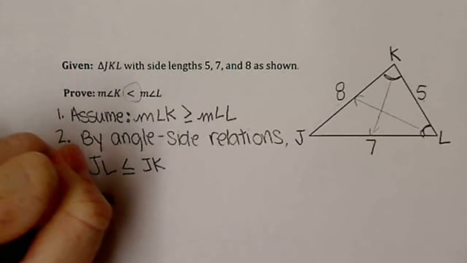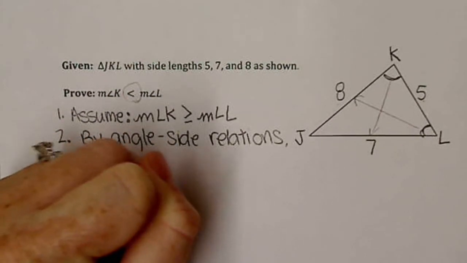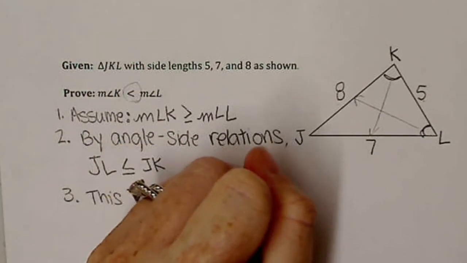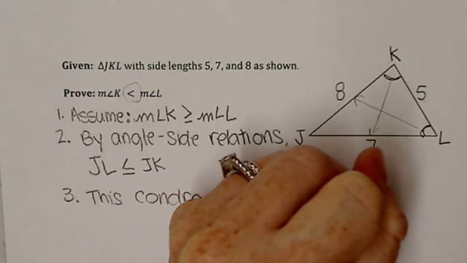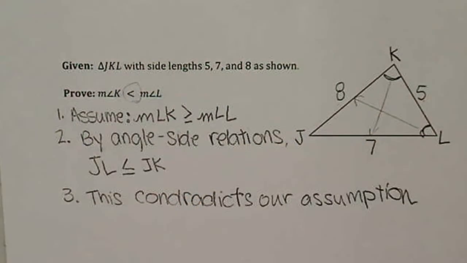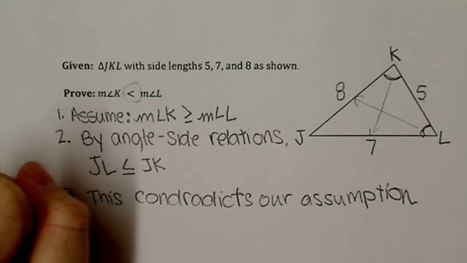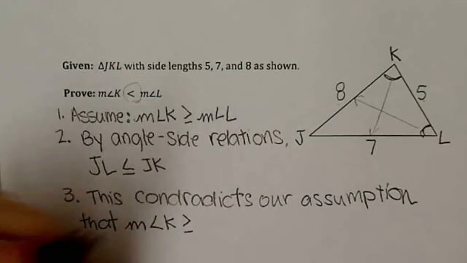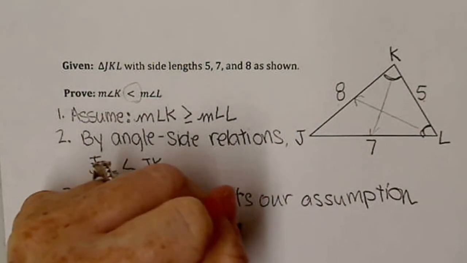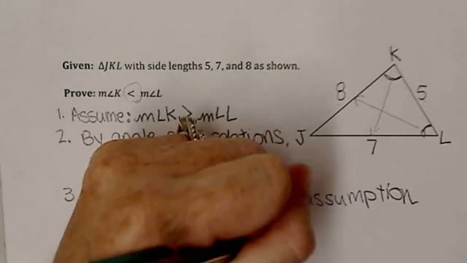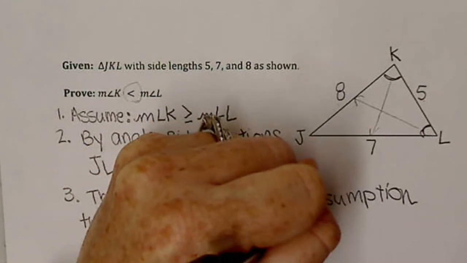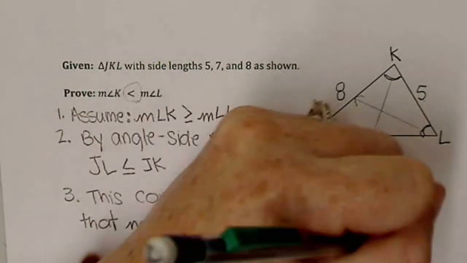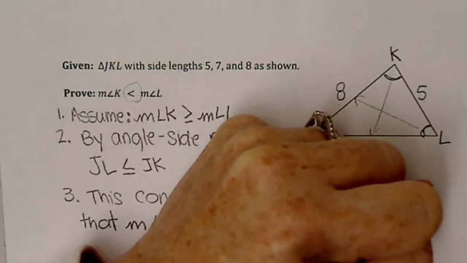Number 3. This contradicts our assumption that the measure of angle K is greater than or equal to the measure of angle L. Therefore, the measure of angle K has to be smaller than the measure of angle L.